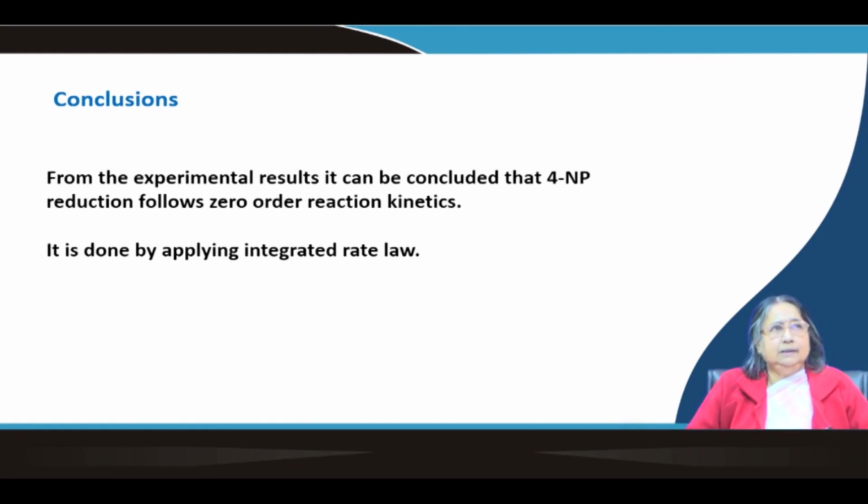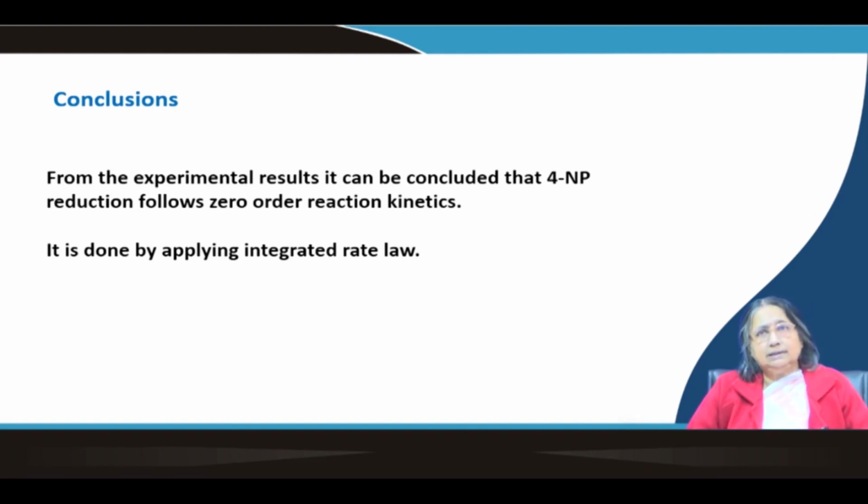Now, from this lecture we have learned that the 4-nitrophenol reduction follows the 0 order reaction kinetics, and it is done by applying the integrated rate law. And from the lectures under module 3, chemical kinetics, you know what you mean by rate of a reaction, order of a reaction, how to determine the order, how to determine the rate, and what are the different methods to know the order of a reaction.